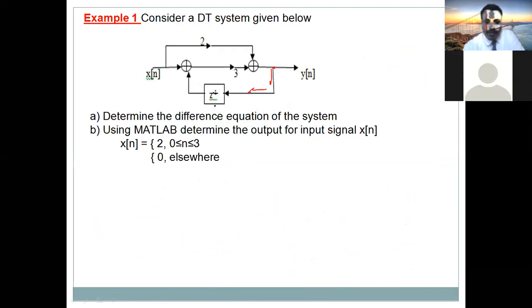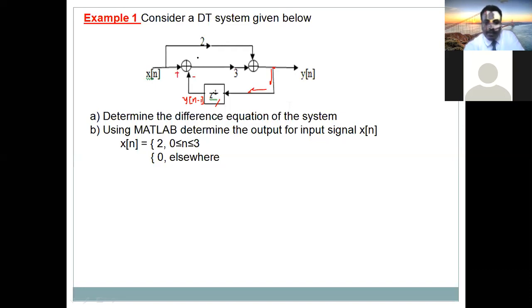This element, we call it memory element. It will give you a past value, the recent past. So what will be the output here? The incoming input is y of n. It becomes n minus 1. Delay the signal by 1 unit. Then this will go to here.